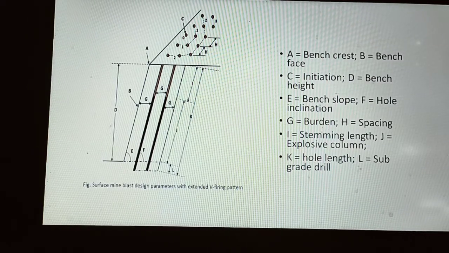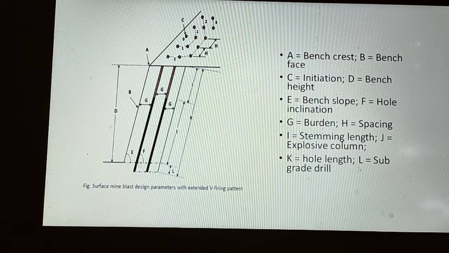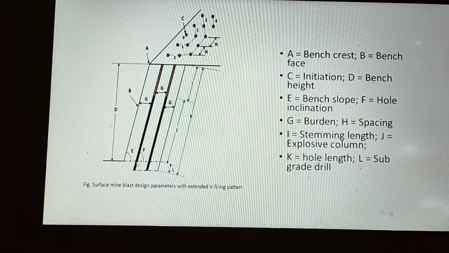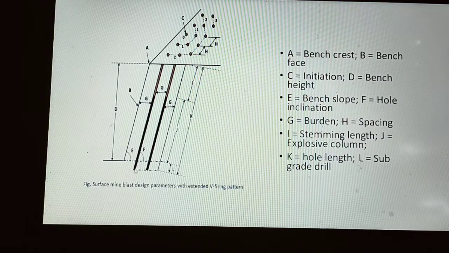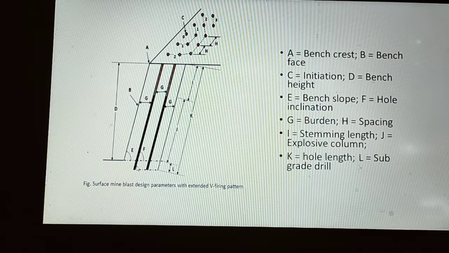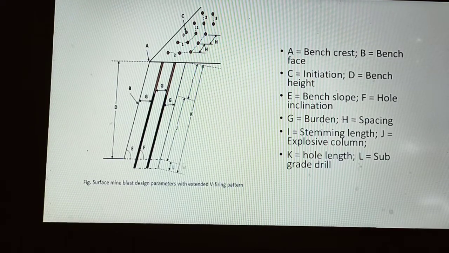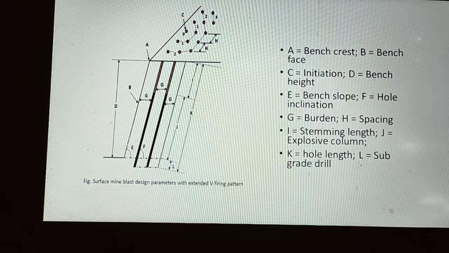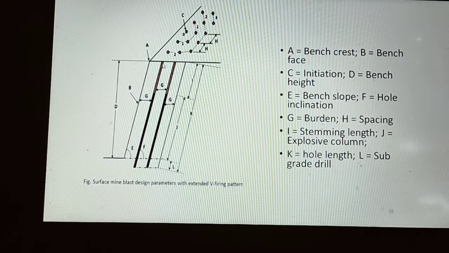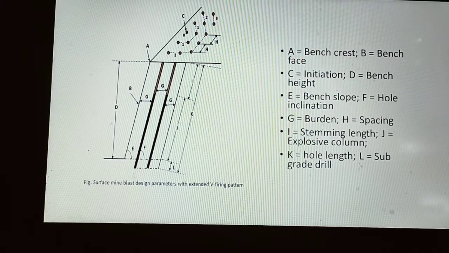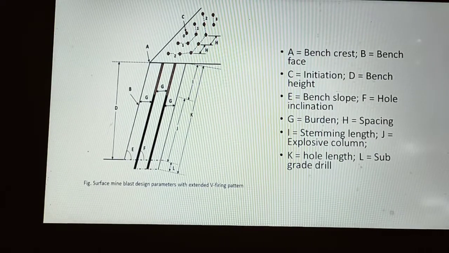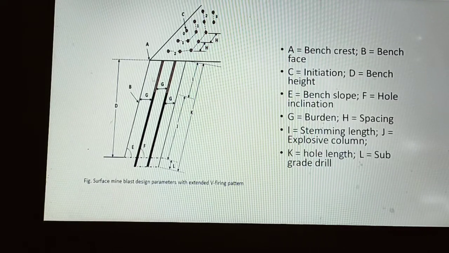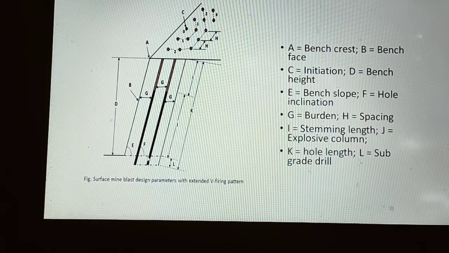This is a short hole. This is the bench floor. This is a short hole. This will be the bench height. And this portion of the hole is known as the subgrade. Subgrade drill is carried out to avoid toe problems. And here K is the hole length. You can see here the hole length includes both whatever portion of the drill hole is in the bench height and the subgrade drill. It means hole depth includes the subgrade drill and whatever is drilled in the bench, the complete bench height.